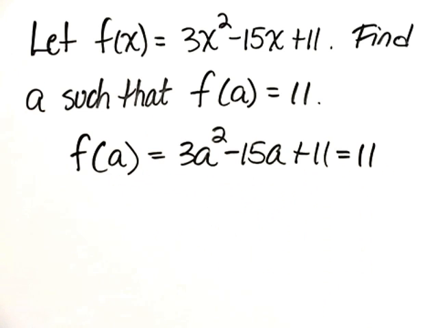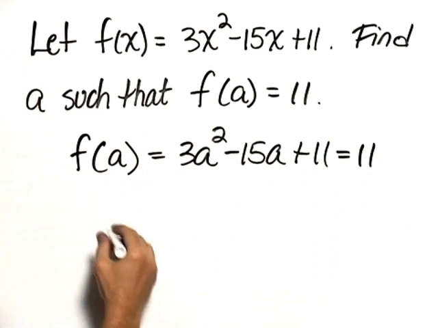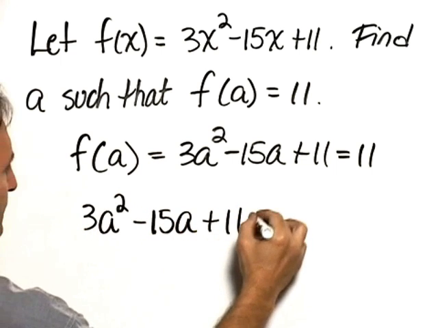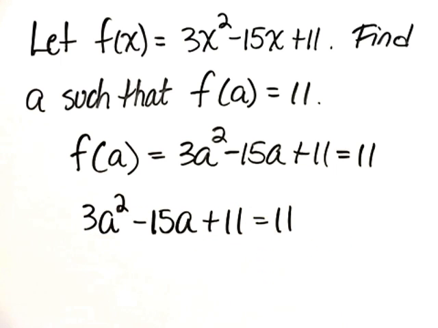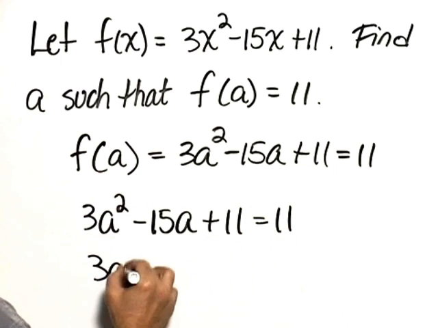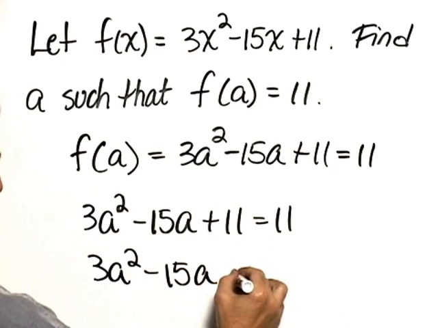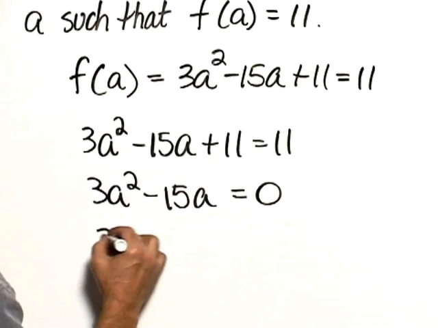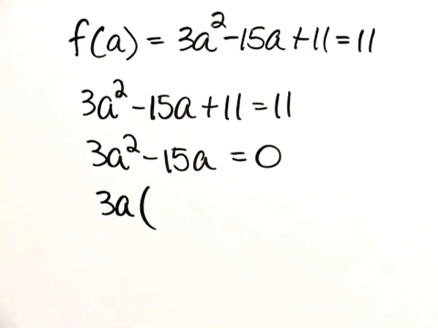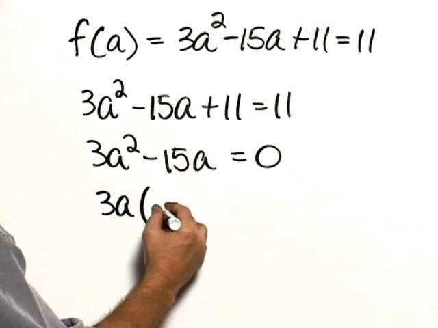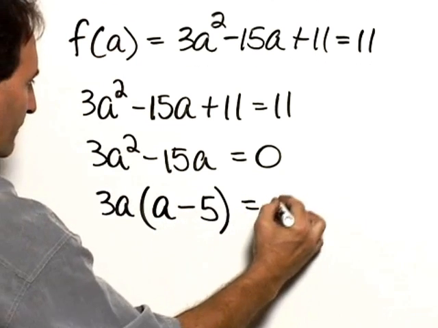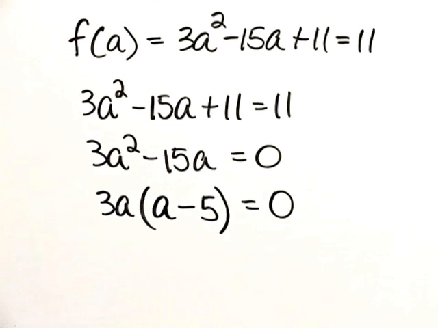So now we want to solve the quadratic equation right here: 3a squared minus 15a plus 11 equals 11. Well, we subtract 11 from each side, and we'd have 3a squared minus 15a equals 0. And now we factor the left-hand side. There's a common factor of 3a, and when we factor out 3a, inside the parentheses we have a minus 5. So 3a times a minus 5 equals 0.